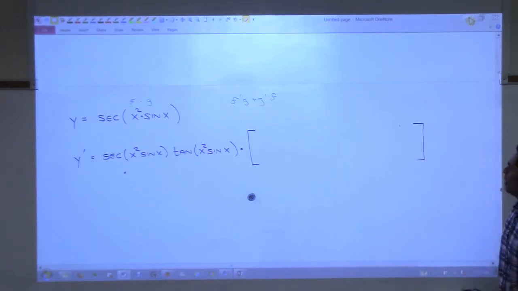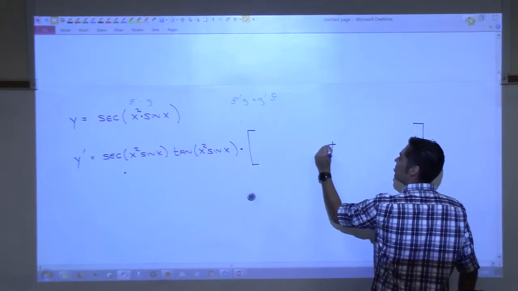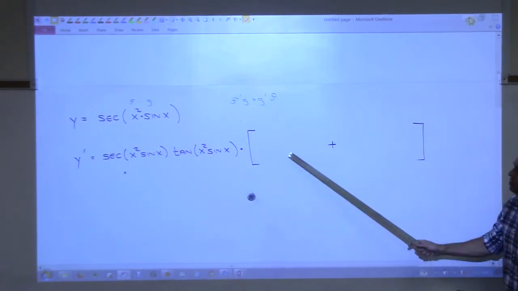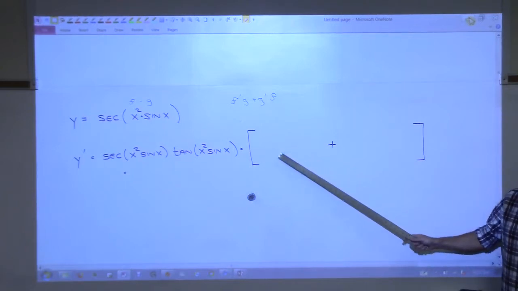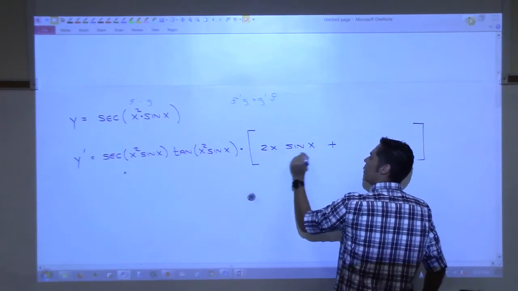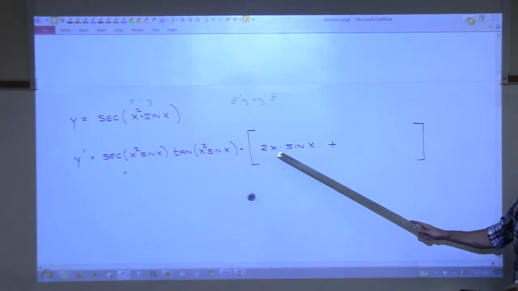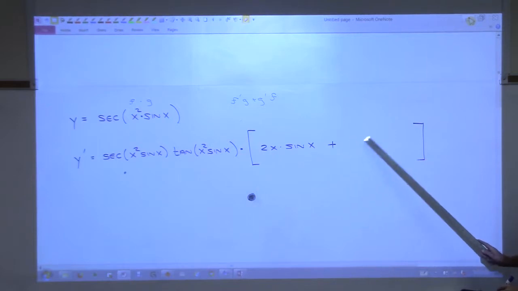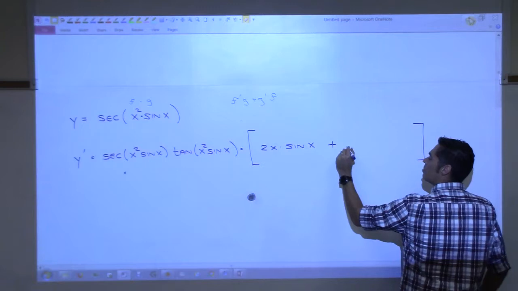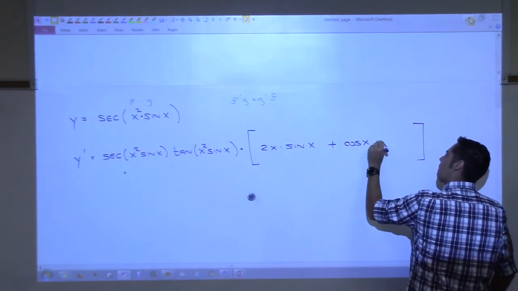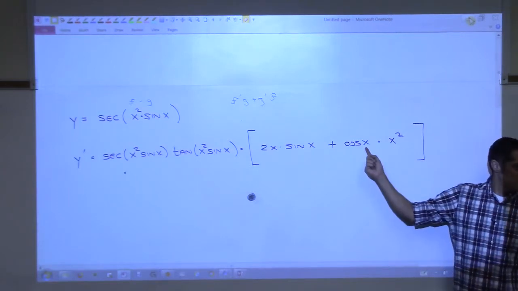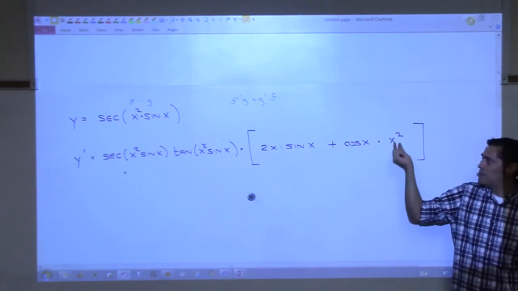Okay, so inside, let me get my product rule ready to roll here. I know I'm going to have a plus in the middle. I'm going to have f prime g plus g prime f. So can you tell me what is f prime g? 2x times sine x. Okay, so that's your f prime g. And then plus, now your g prime f. So g prime, the derivative of g, is cosine x times x squared. And just remember, this x squared cannot go inside and join with this x. It has to move out in front.